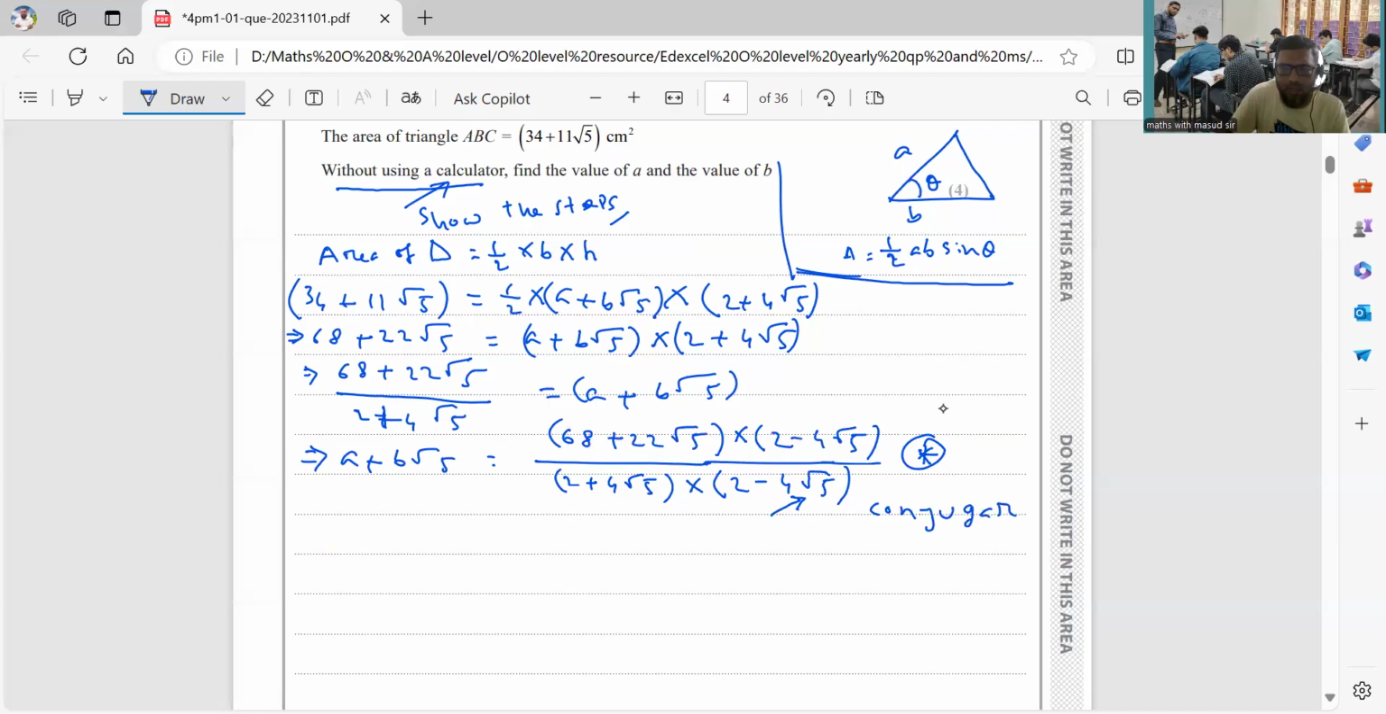G-U-G-A-R-D, conjugate surd. Okay, and left side you will continue, and right side here, a plus b into a minus b. So if you consider this one is a, this one is b, this one is a, and this one is b. So a plus b into a minus b, the formula is a square minus b square. It means 2 square minus (4 root 5) whole square.